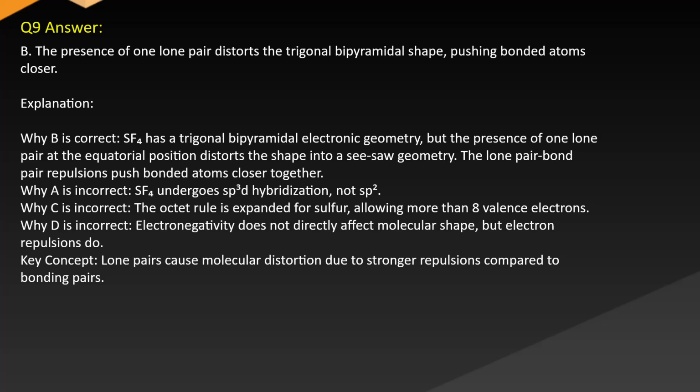A is incorrect. SF4 undergoes sp3d hybridization. C is incorrect. The octet rule is expanded for sulfur, allowing more than 8 valence electrons. D is incorrect. Electronegativity does not directly affect molecular shape, but electron repulsions do. Key concept: lone pairs cause molecular distortion due to stronger repulsions compared to bonding pairs.